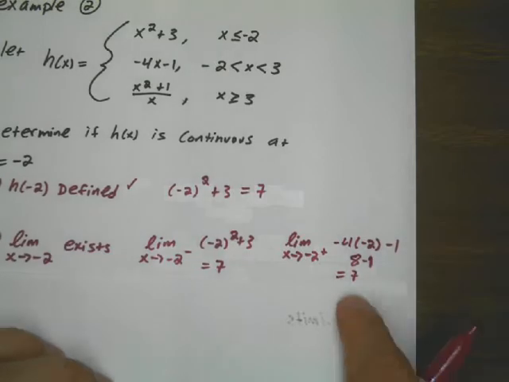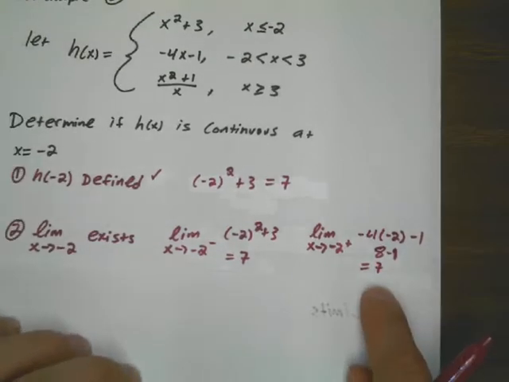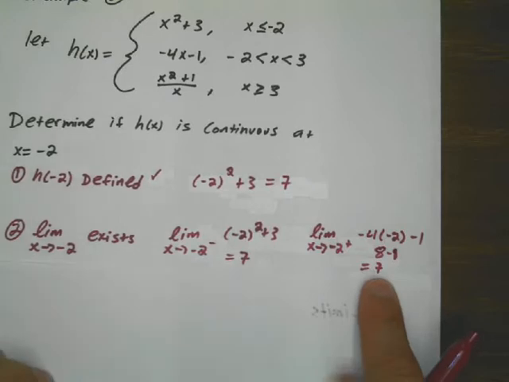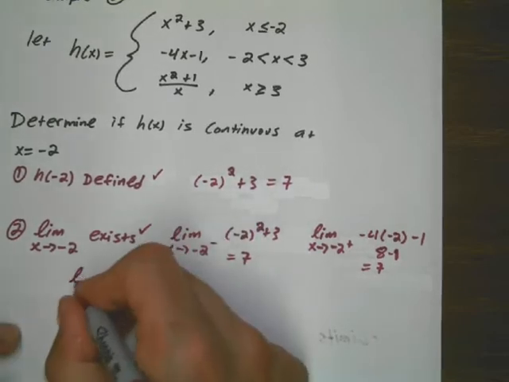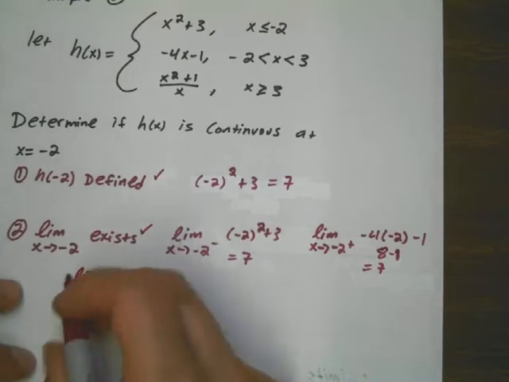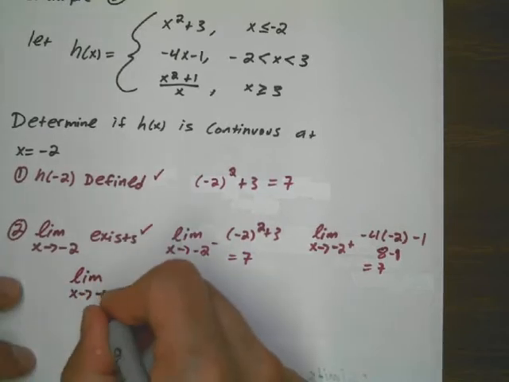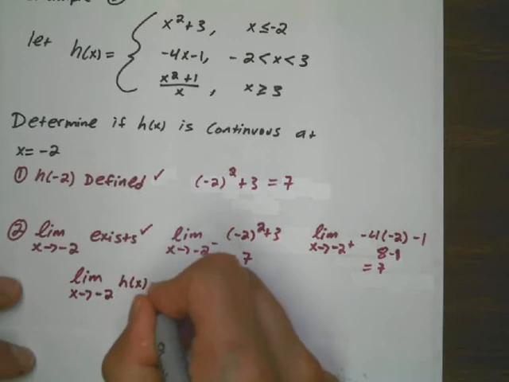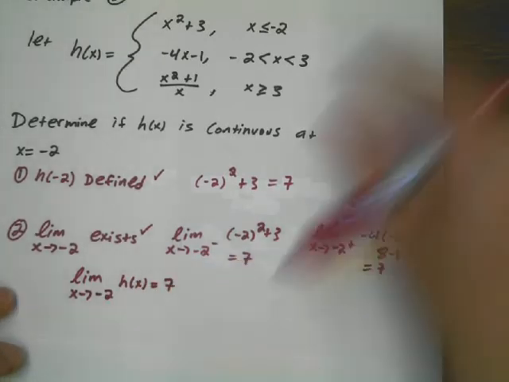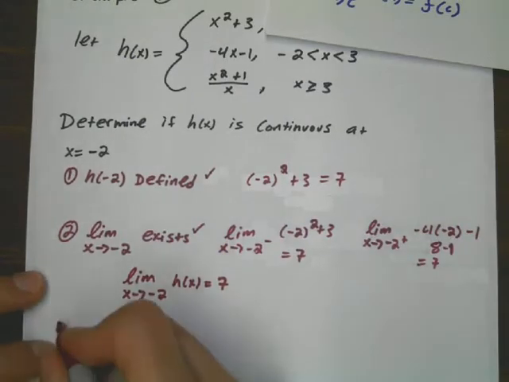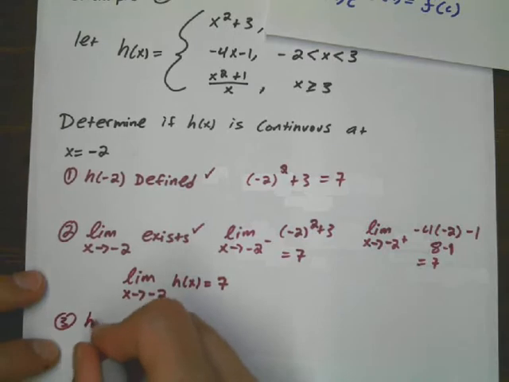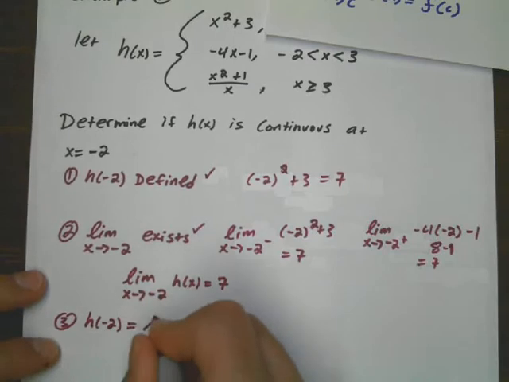So the limit, in fact, does exist. They both meet up at 7, so this limit does exist, and it equals 7. So I could even say that the limit as x approaches -2 of h is equal to 7. And then the third thing is that the limit equals the definition, which is in fact true. So h of -2 equals the limit as x approaches -2.